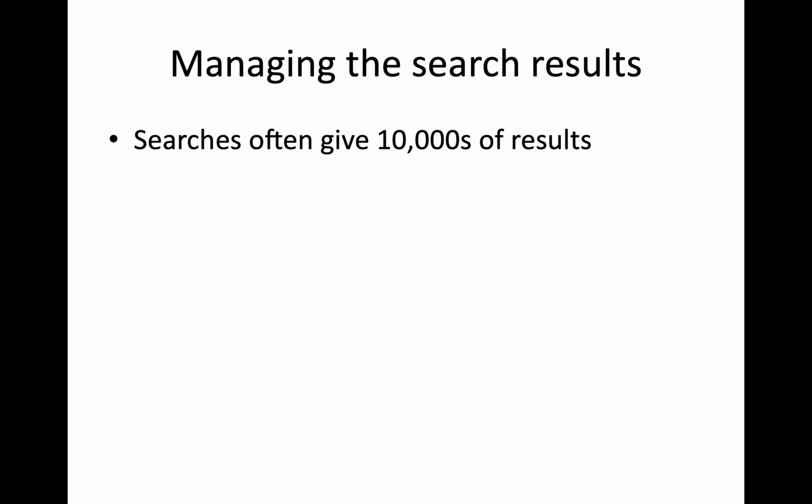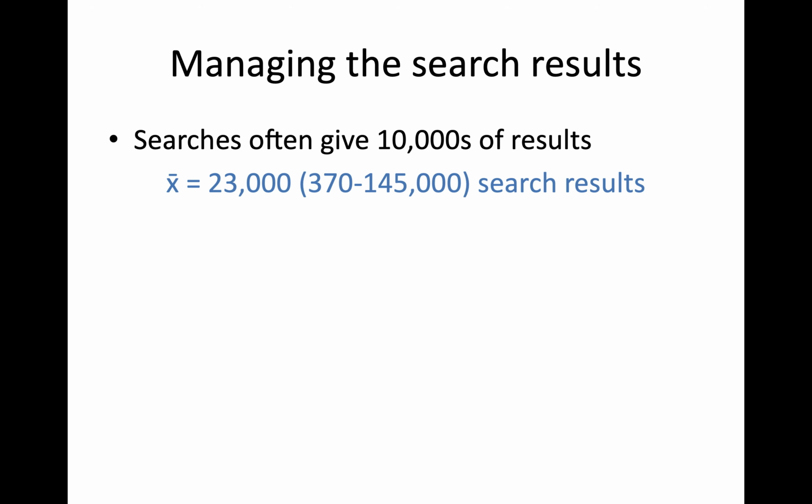So often our search results will end up in the tens of thousands, sometimes 20, 30, 40,000 search results. And across CEE reviews published between 2012 and 2017, we found that on average there were 23,000 search results in systematic reviews and maps, but this ranged from 370 in a very small review up to 145,000 in a really, really big systematic map.